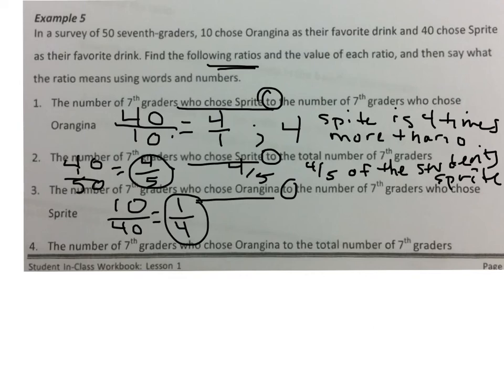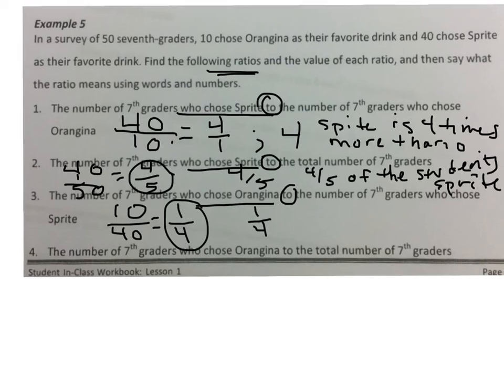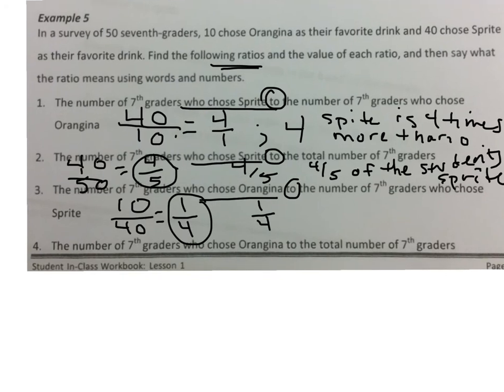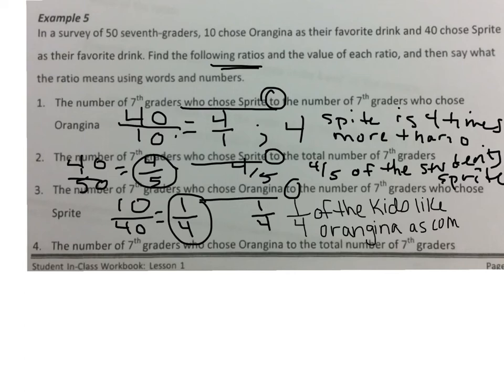The value is if you would divide the top divided by the bottom, but 1 divided by 4 is going to be a decimal. So we're just going to leave that value as a 4th. And then in words, what does that mean? It means that 1/4 of the kids like Orangina as compared to Sprite drinkers.